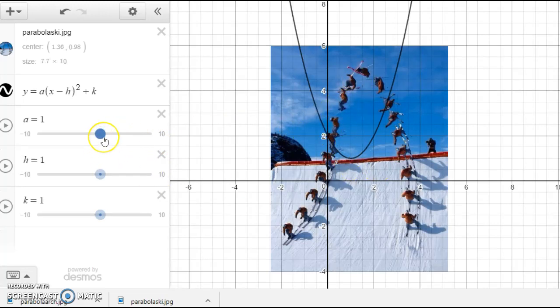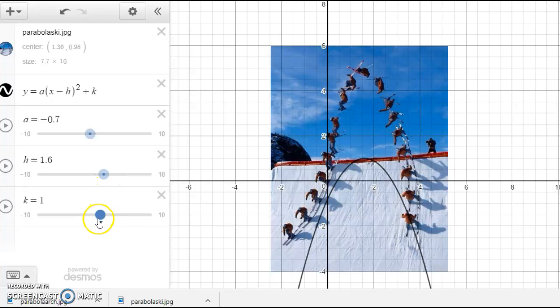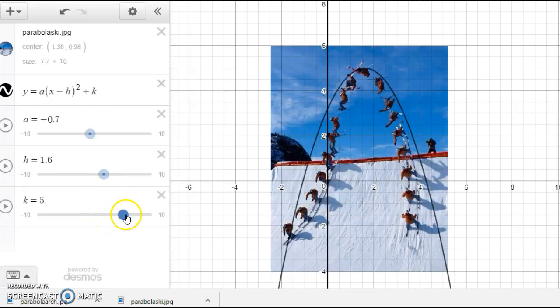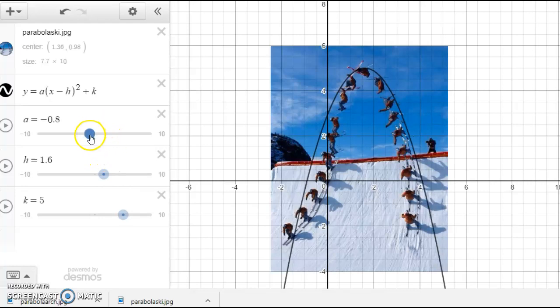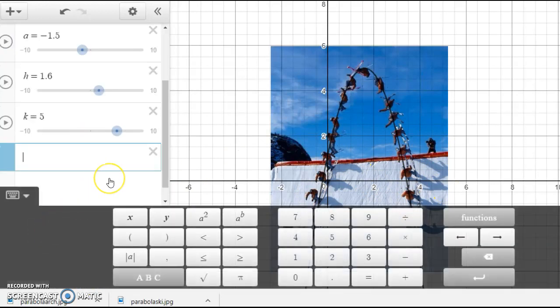So here we have our graph, and I'm going to flip it upside down and try moving it to the vertex there. So now it's on the vertex, and now I'm going to try to get this to map up to his jump here, just by changing the numbers. Now notice we have this. So we have our equation here, so I could actually make a new graph.